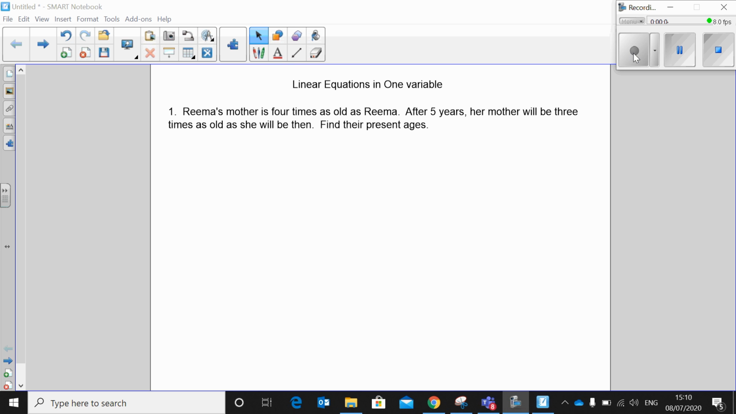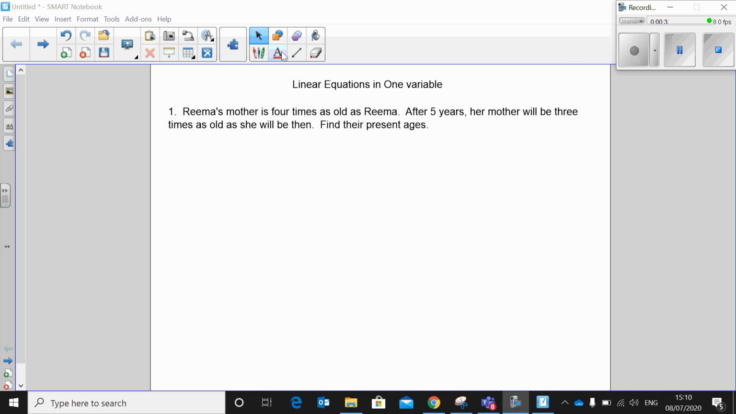Today's lesson we are going to see applications of linear equation in one variable. It's a grade 8 level. The first sum: Rima's mother is 4 times as old as Rima. After 5 years, her mother will be 3 times as old as she will be then. Find their present ages.